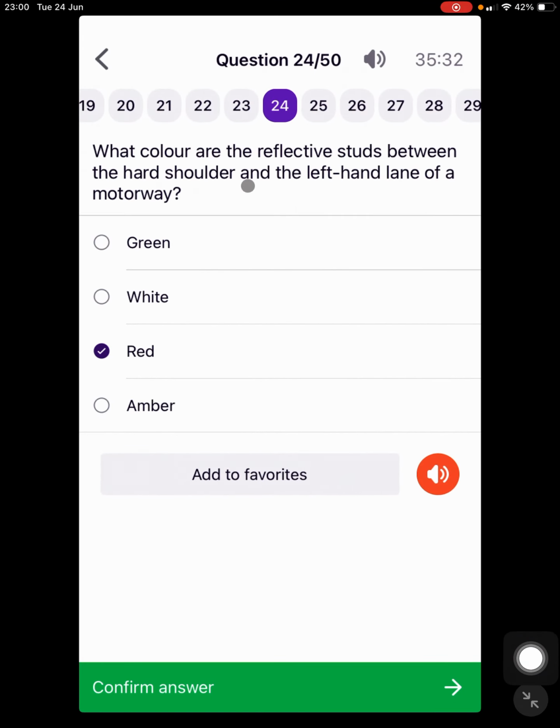So, what are the reflective studs between the hard shoulder and the left-hand lane of a motorway? As we said in the RWA rule, R is on the left, W is in the middle, A is on the right-hand side, okay? So red studs. Guys, any question about this one? Well, any question about this?